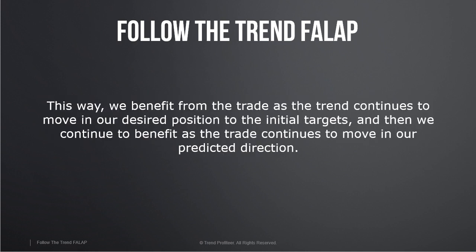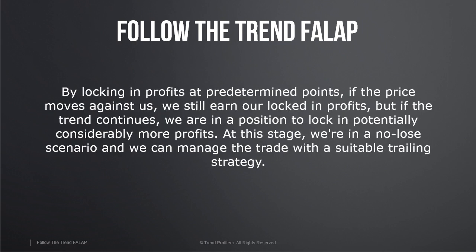This way we benefit from the trade as the trend continues to move in our desired direction to the initial targets, and then we continue to benefit as the trade continues to move in our predicted direction. By locking in profits at predetermined points, if the price moves against us, we still earn our locked in profits. But if the trend continues, we are in a position to lock in potentially considerably more profits. At this stage, we're in a no-lose scenario and we can manage the trade with a suitable trailing strategy.